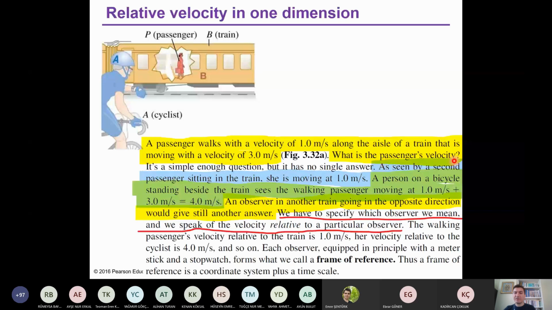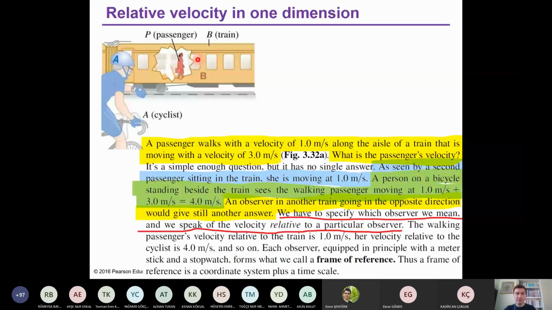So we have to specify which observer we mean, and we speak of velocity relative to a particular observer. So velocity of this passenger relative to the cyclist. Velocity of this passenger relative to the train. Okay, velocity of this passenger relative to a girl sitting within the train. So this is very important.